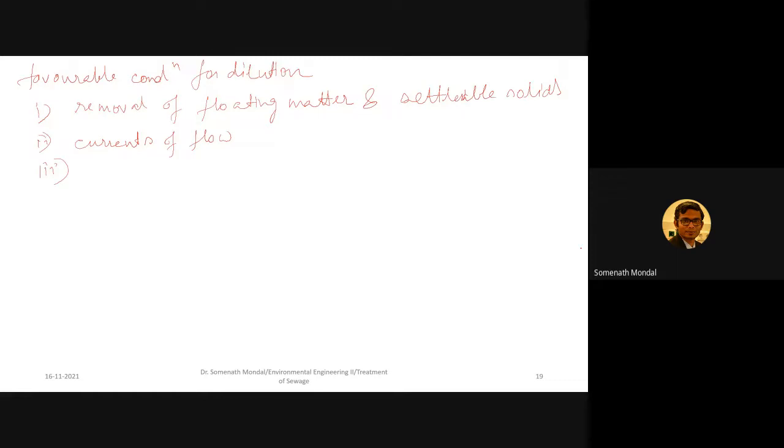Now, diluting waters should not be used for the purpose of navigation for at least some reasonable distance downstream from the point of sewage disposal. Again, that will create some disturbances. So, no navigation downstream.